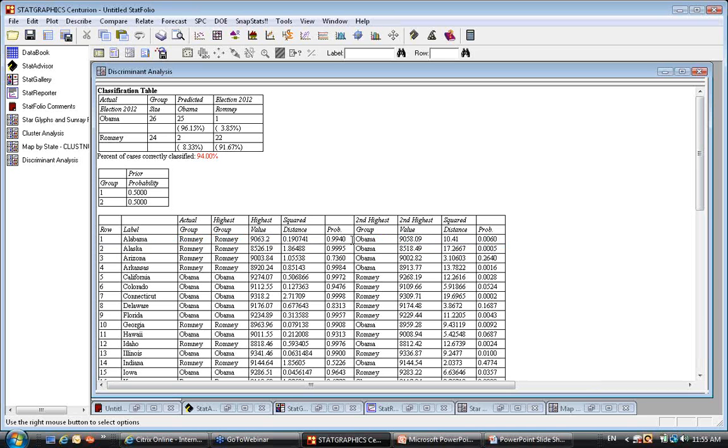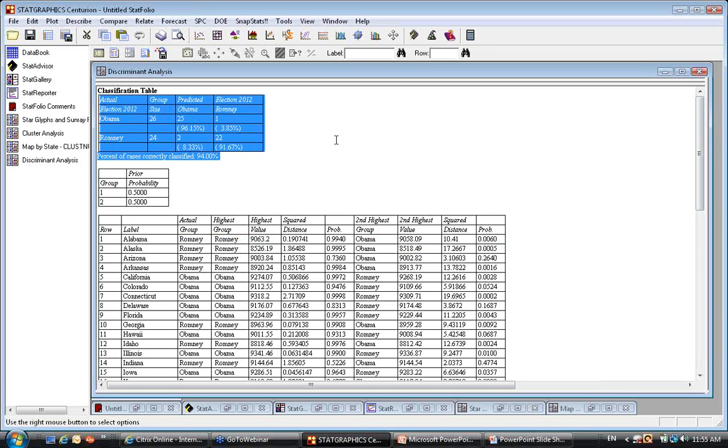And you also get a posterior probability here. Mathematically, we determined that the probability that Alabama would vote for Romney was well over 99%. That state was not in play during the election. It's a solid Republican state and definitely went for Romney. The table up the top actually summarizes how well we did. It says that we classified correctly 94% of the states.